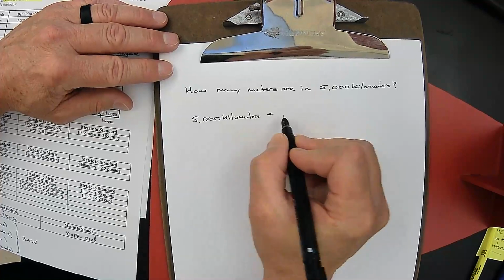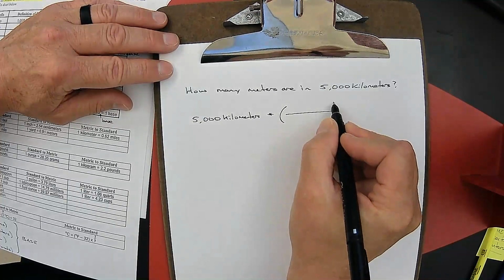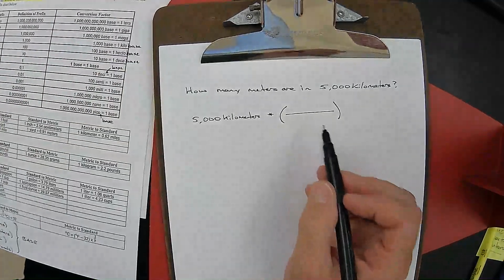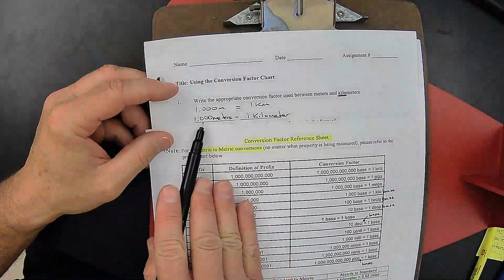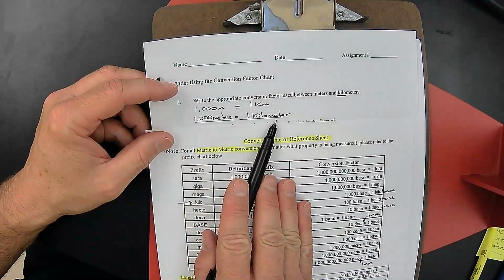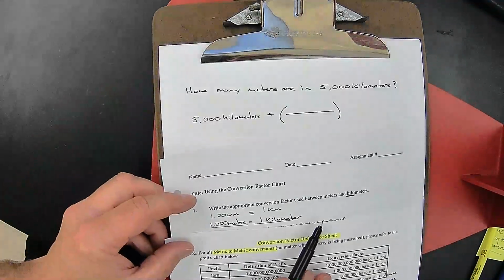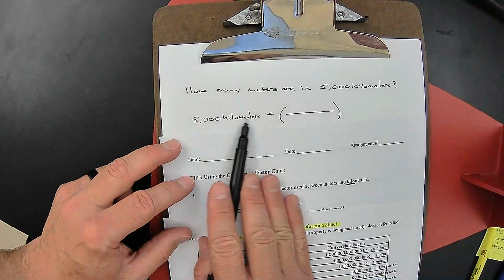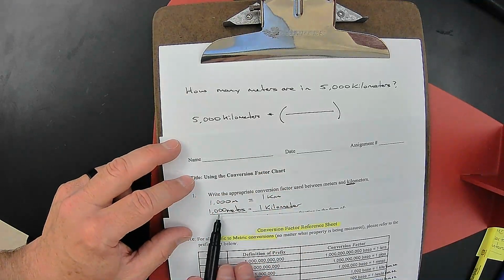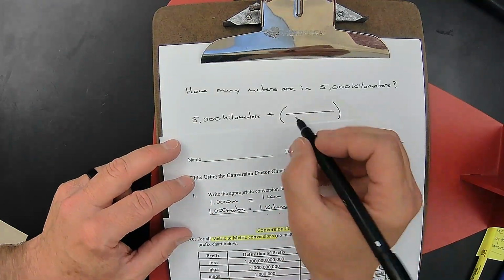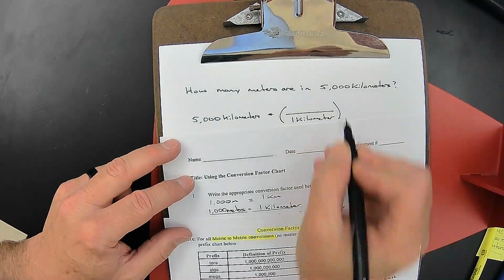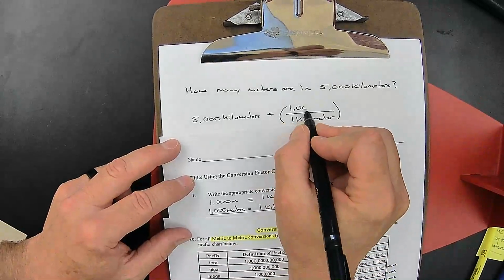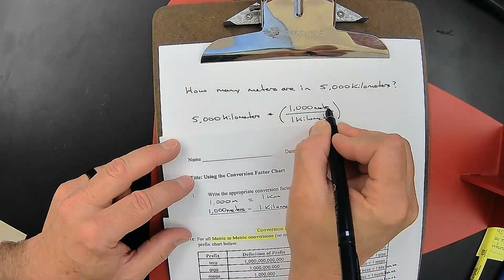Then we would make an empty fraction, and we would find our conversion factor. Well, guess what? We just found our conversion factor. 1,000 meters is 1 kilometer. So how do we write this in? Well, if there's kilometers here on top, I want to make sure I put the kilometer on the bottom. So I write 1 kilometer on the bottom and 1,000 meters on the top.